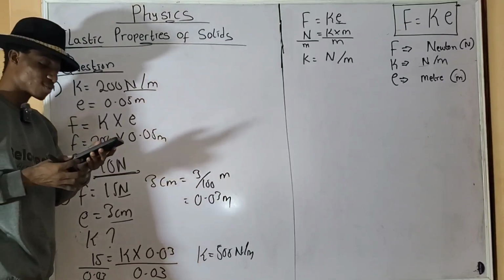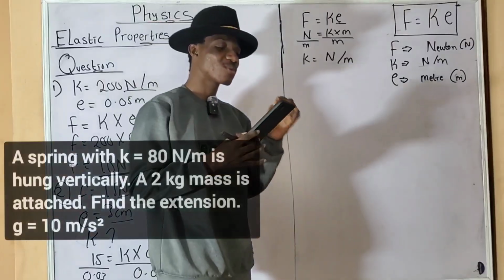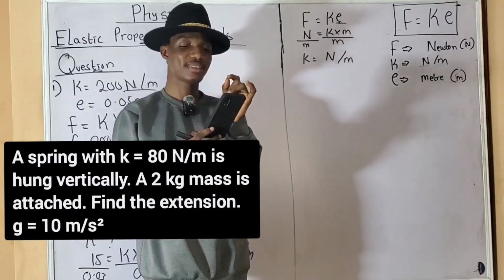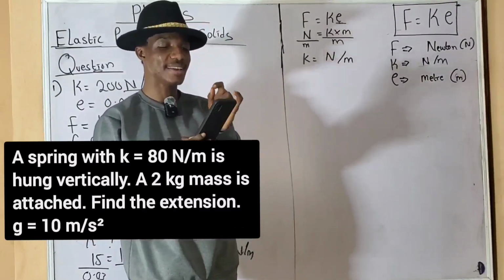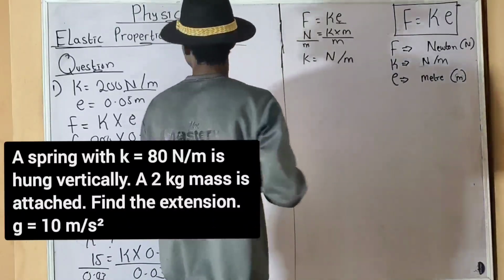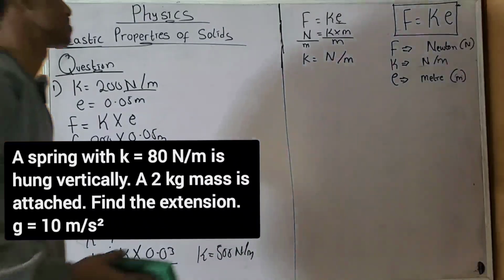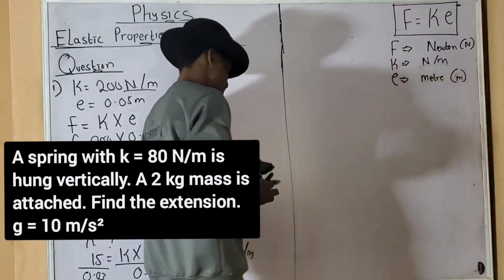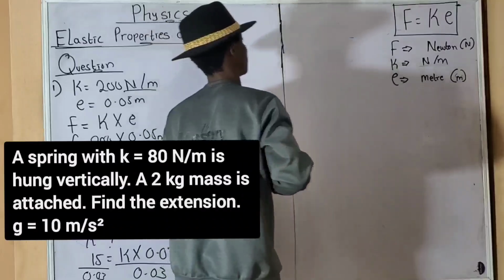Okay, now let's look at another question here. A spring with K equals 80 Newton per meter is hung vertically. A 2 kilogram mass is attached. Find the extension. Given G equals 10 meters per second squared. Okay, G here is the acceleration due to gravity. Do you understand? So take note of that. Let me erase this. Now, from the question, we are given that K is 80 Newton per meter. Please pay attention.